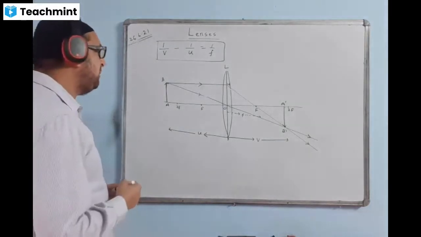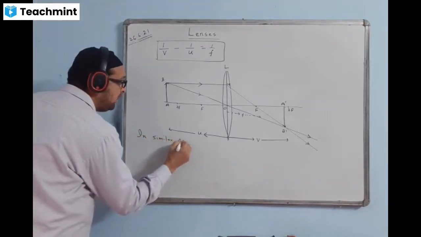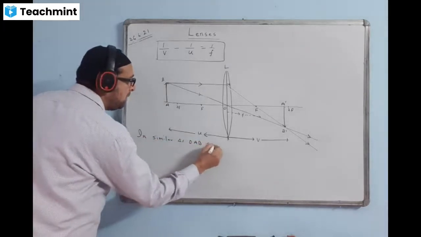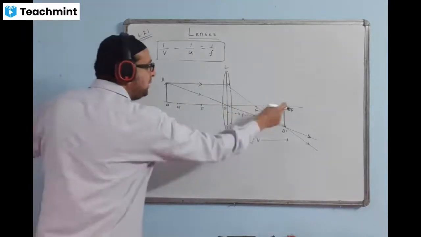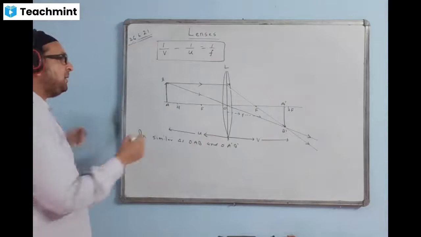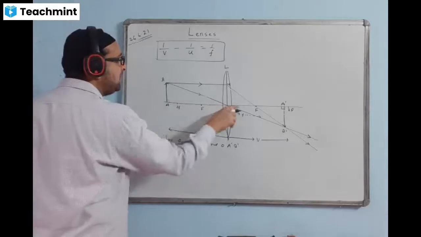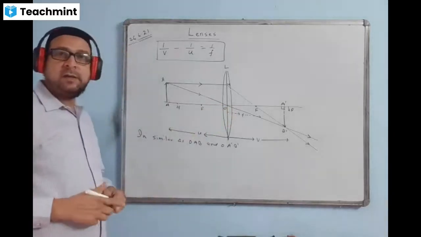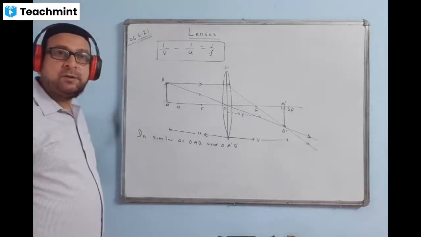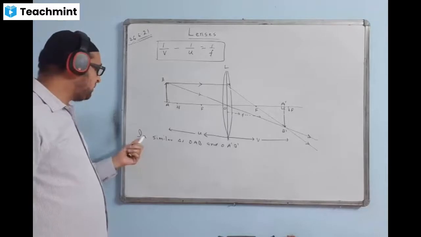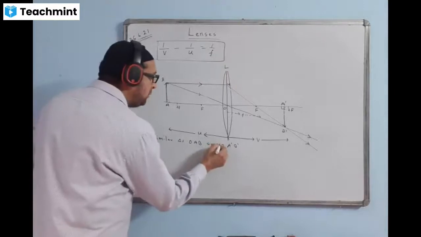So I am taking the similar triangles. We can write directly, in similar triangles OAB and OA dash B dash. The two triangles are similar definitely because this is 90, this is also 90, and these angles are equal, vertically opposite. So the triangles are automatically similar. In this case, you don't need to use geometry to prove similarity. They are already similar.